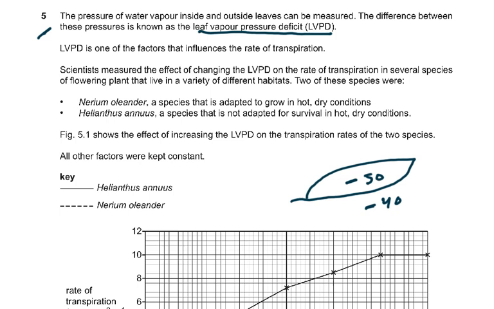LVPD is one of the factors that influences the rate of transpiration. Scientists measured the effect of changing the LVPD on the rate of transpiration in several species of flowering plants that live in a variety of different habitats. Two of these species were Nerium oleander, a species that is adapted to grow in hot, dry conditions, and then Helianthus annuus, a species that is not adapted for survival in hot, dry conditions. Figure 5.1 shows the effect of increasing the LVPD on the transpiration rate of the two species. All other factors were kept constant.